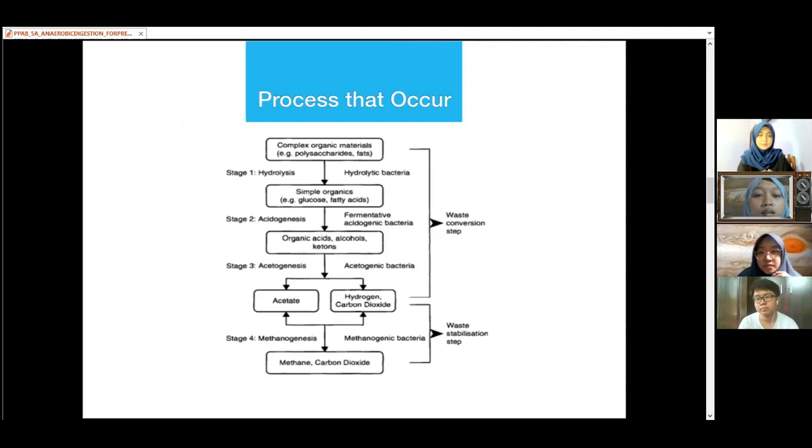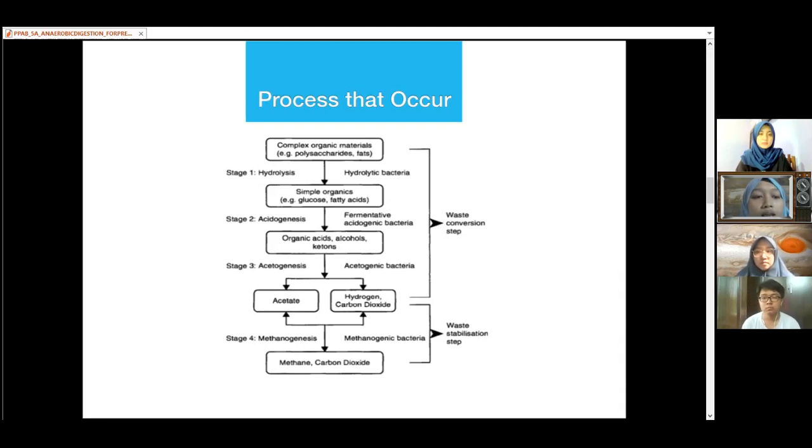Okay, the conventional anaerobic digestion process has 4 stages, as in the following figure. The first stage is hydrolysis. This stage is the process of breaking down complex organic materials such as fats and polysaccharides into simple organic materials such as glucose and fatty acid with the help of hydrolytic bacteria. The second stage is acidogenesis. At this stage, glucose and fatty acid produced in the hydrolysis process are converted into organic acid, alcohols, and ketones with the help of fermentative acidogenic bacteria.